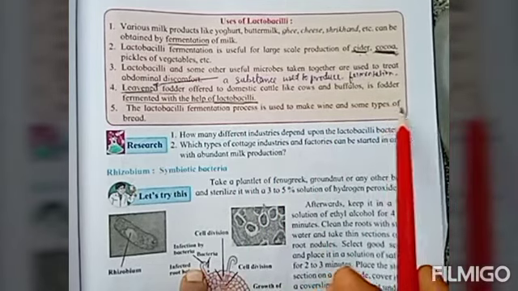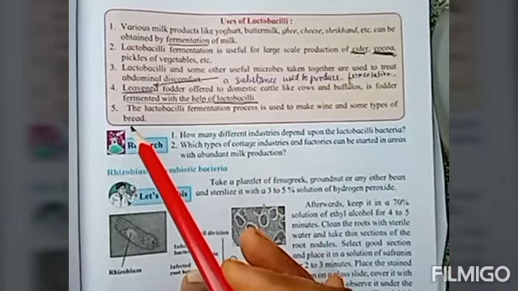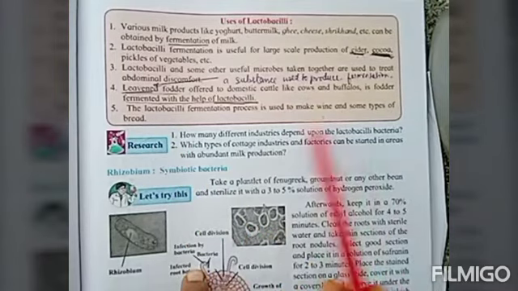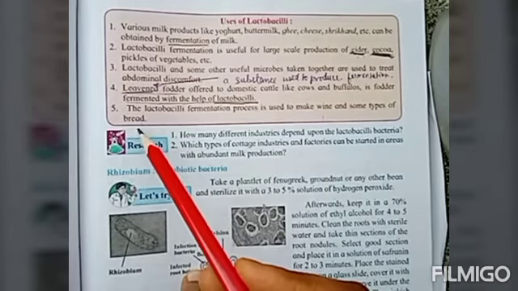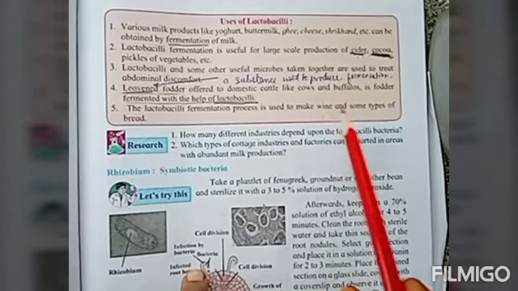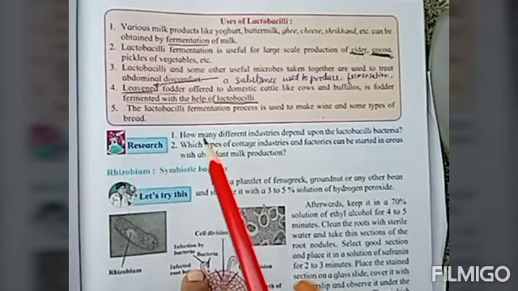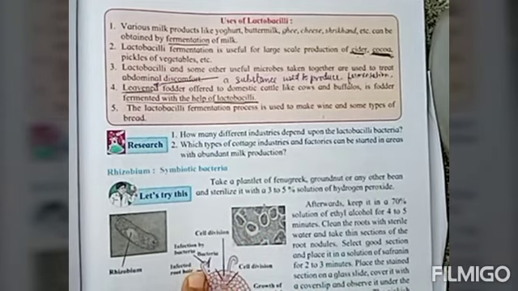The lactobacilli fermentation process is used to make the wine and some types of bread. तो ये लैक्टोबैसिलाई हम लोग फिर से वाइन्स बनाने के लिए, ब्रेड, केक्स, ओके, तो ऐसे अलग अलग डिफरेंट बेकरी प्रोडक्ट्स भी बनाने के लिए हम लोग लैक्टोबैसिलाई को यूज करते हैं.